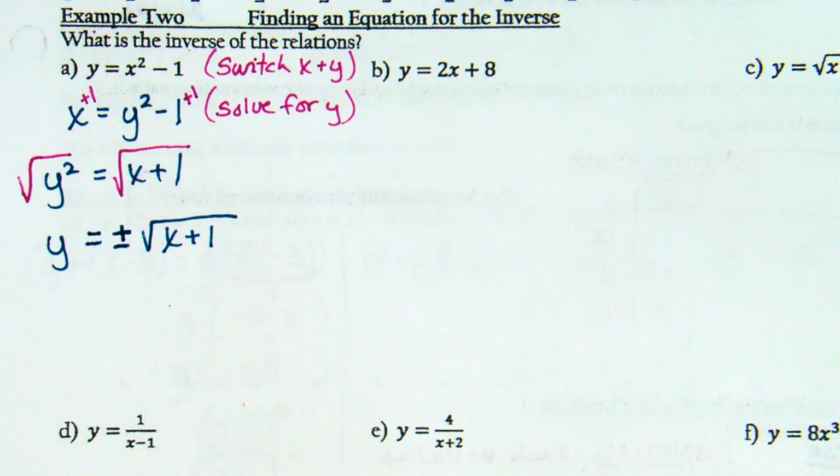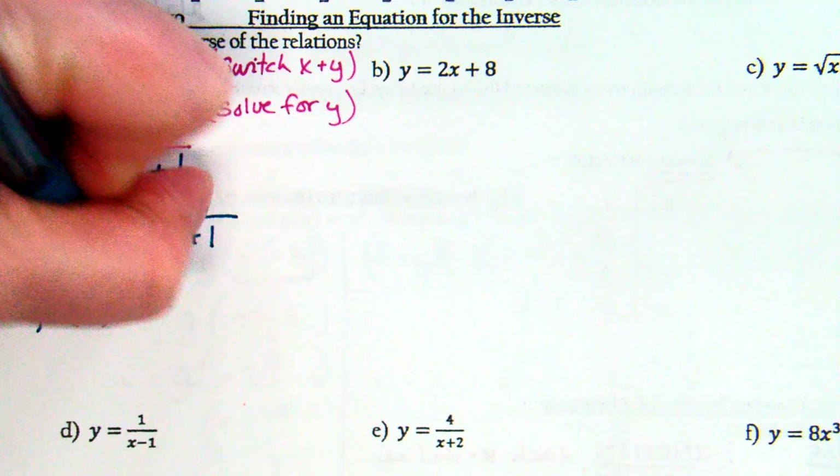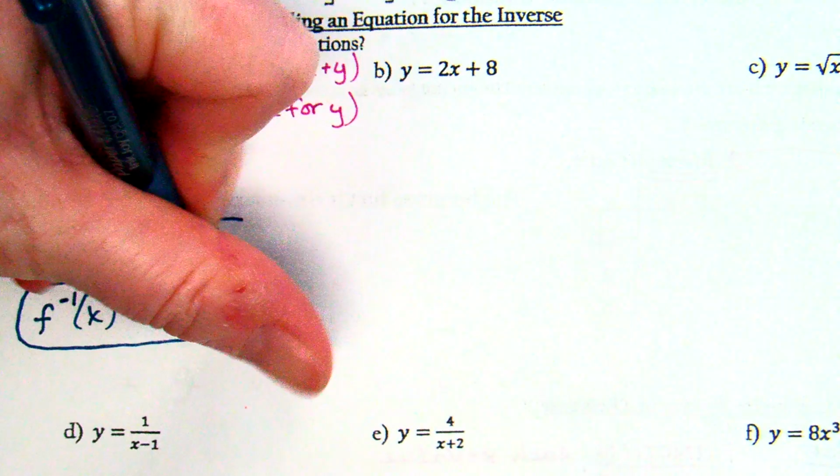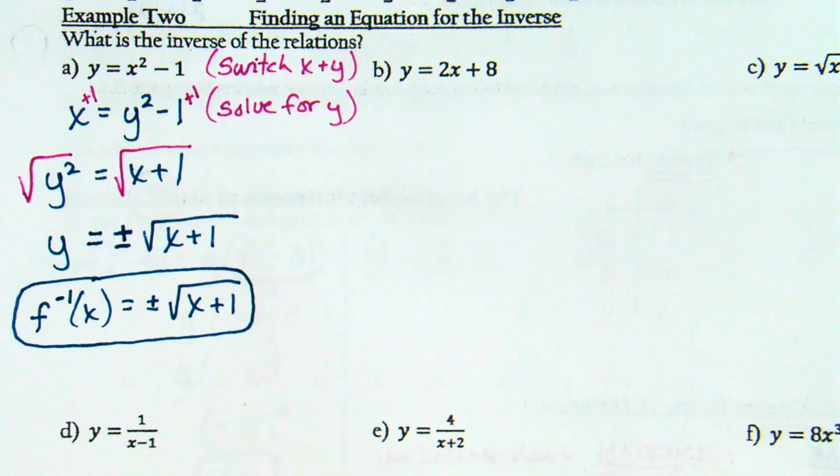Now, we got y equals, right? So the only other way to really finish this off is that instead of y equals, do you remember what it showed as the inverse notation? Just to indicate that this is inverse, we're going to use f inverse of x equals plus or minus the square root of x plus 1. Okay, f inverse of x equals plus or minus the square root of x plus 1.